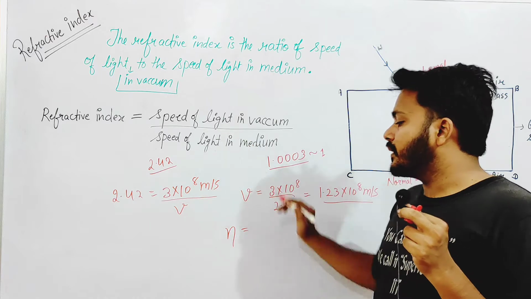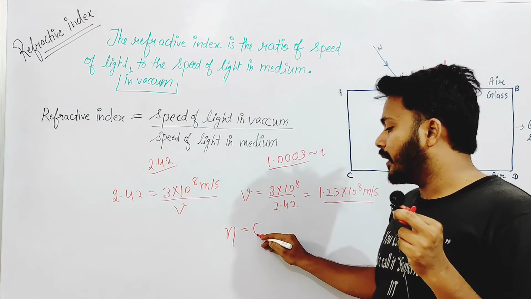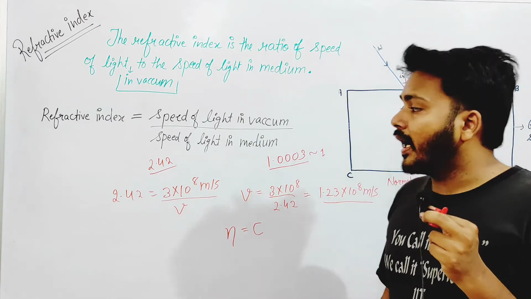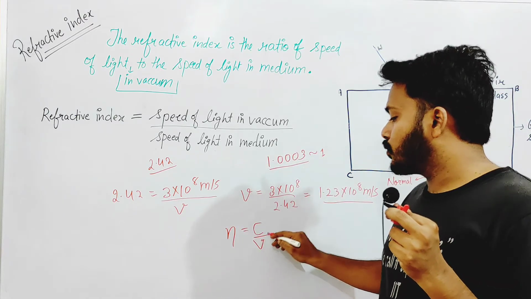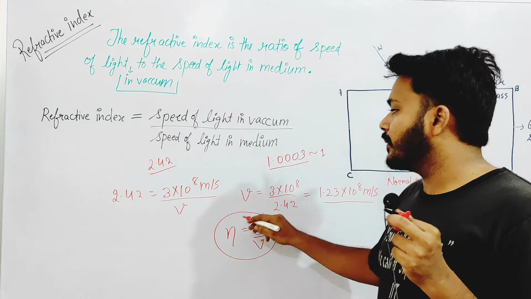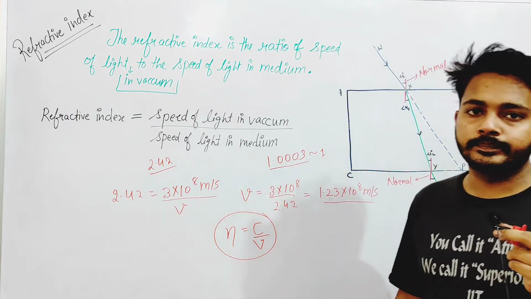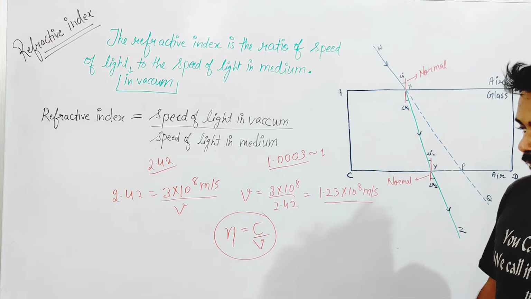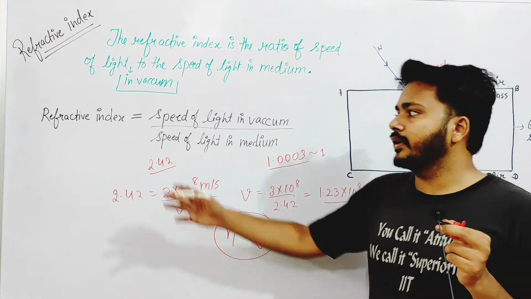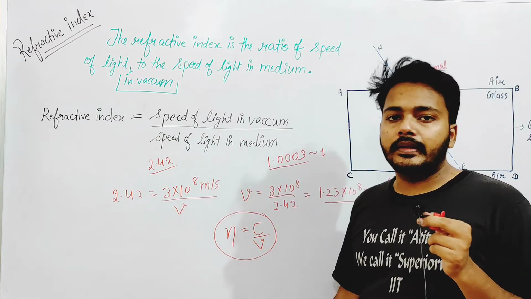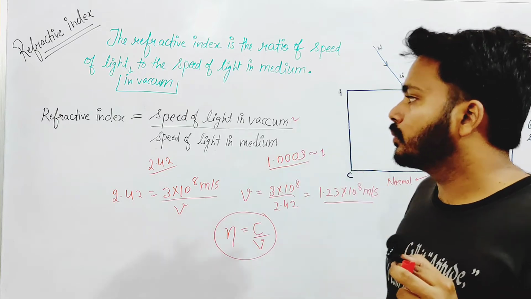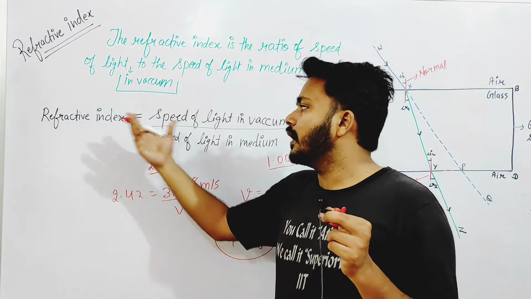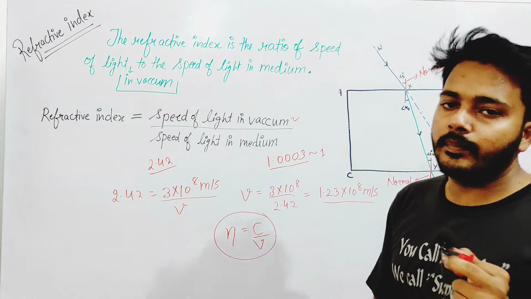The speed of light in vacuum is denoted by capital letter C, and the speed of light in the medium is denoted by V. So this is the symbolic representation of this formula. In numericals, any two values can be given, and the third value you have to calculate. This is the universal value, so these values are given alternately in the exams.